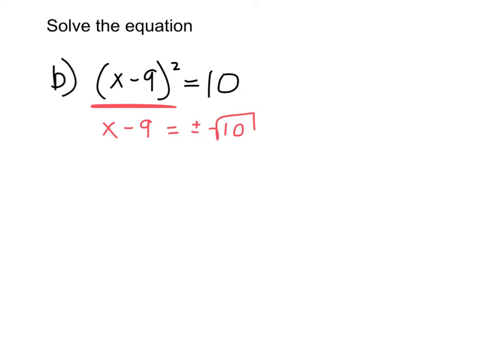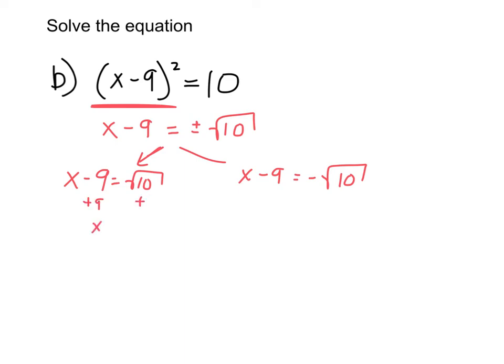Okay, so basically I could break that down into two different equations. I would have x minus 9 equals the positive version, just square root of 10, and then x minus 9 equals the negative version, negative square root of 10. Now square root of 10 can't be simplified, we just leave it as the square root. Okay, and now the goal is to solve for x, so I'm going to add 9 to both sides of the equation. So I would get x equals the square root of 10 plus 9.